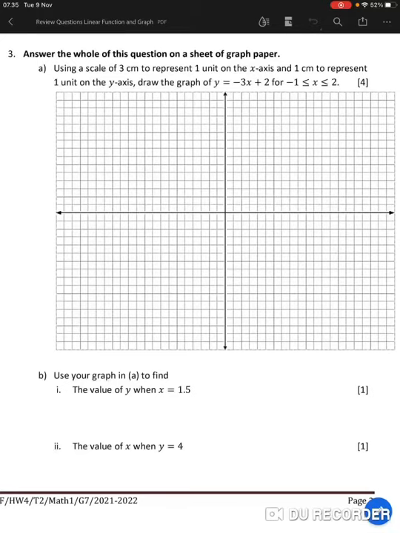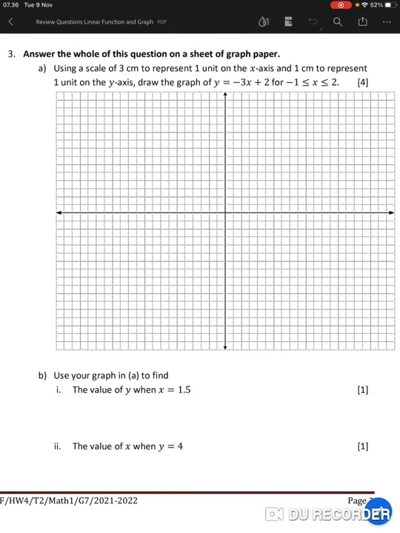Okay, now for number 3, we need to draw. So please prepare your millimeter block. Answer the whole of this question on a sheet of graph paper. A. Using a scale of 3 cm to represent 1 unit on the x-axis and 1 cm to represent 1 unit in the y-axis, draw the graph of y equals negative 3x plus 2. The interval for the x is between negative 1 until 2.